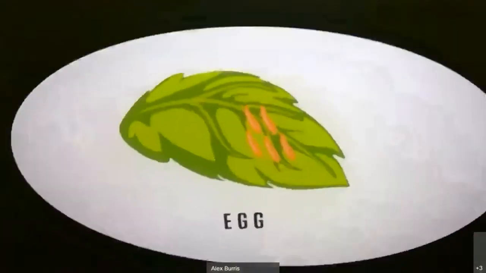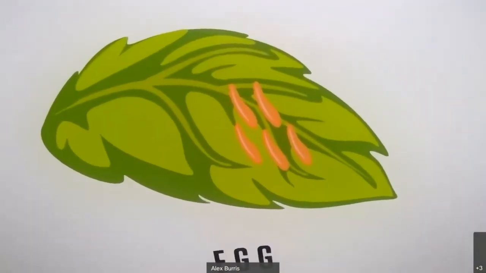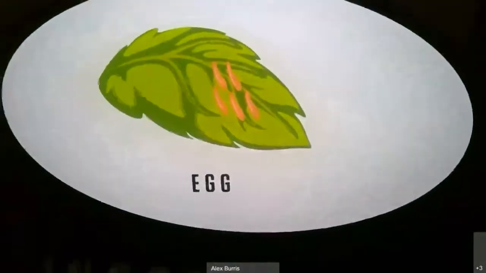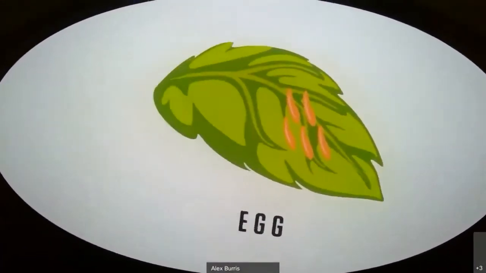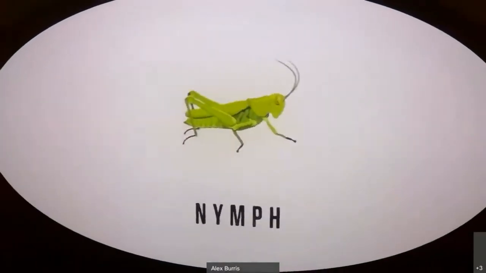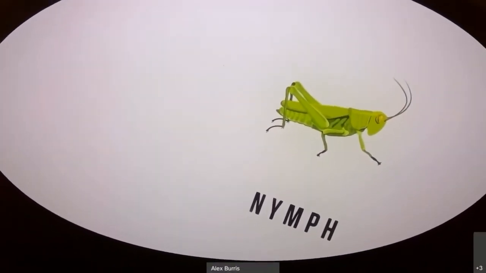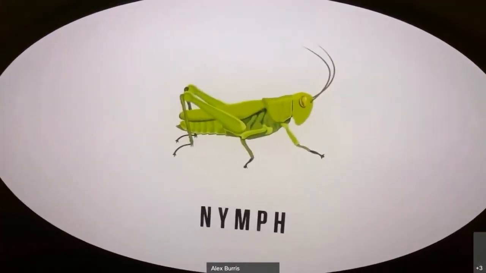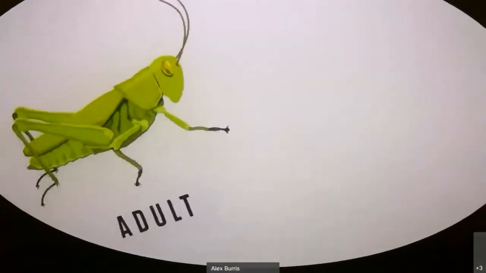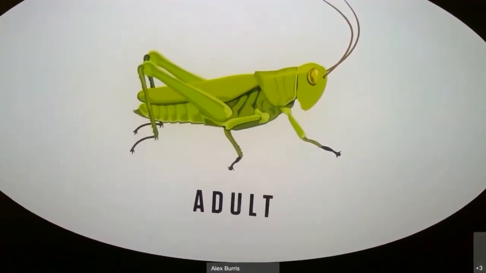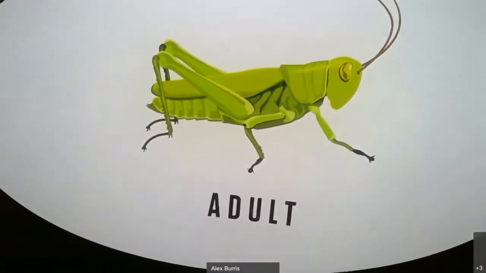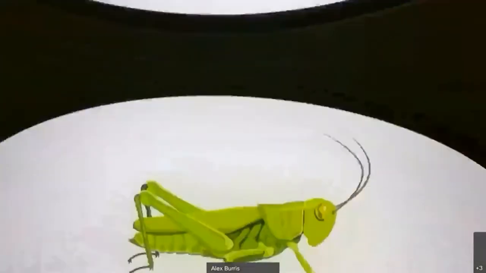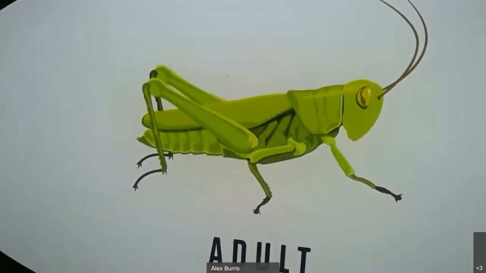Let's look at the alternate path, incomplete metamorphosis. So this is what it is for things like grasshoppers or crickets. They start as eggs, and then they're like a little version called a nymph. And then that nymph gets bigger, and then it becomes an adult. So about half of the insects go through complete metamorphosis, like a butterfly, and about half of them go through incomplete metamorphosis, like a grasshopper.